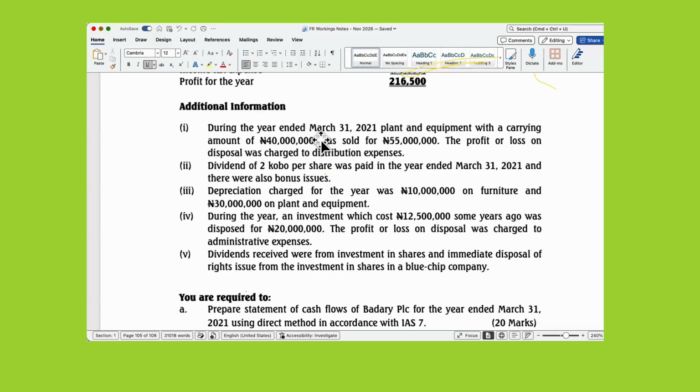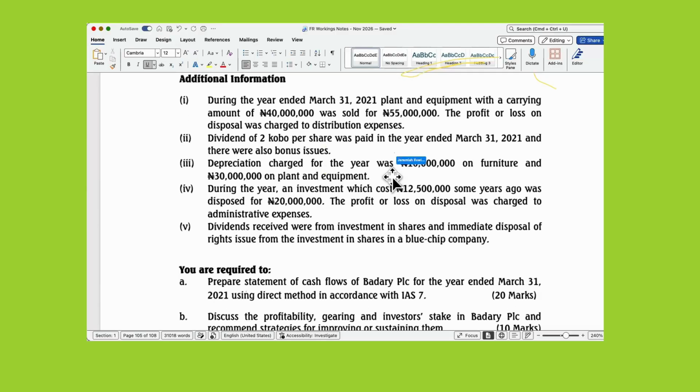So it was a profit on disposal, so it's an income. When income is charged to an expense account, it will net off and reduce that expense. Now that we need to remove it, since it's non-cash, that's why we are adding it back. But in the case of depreciation, that one is an expense. It will have been added to admin, so to remove that one is straightforward: deduct.